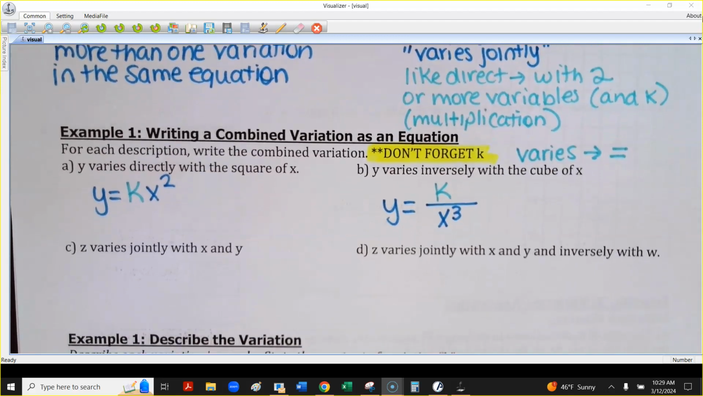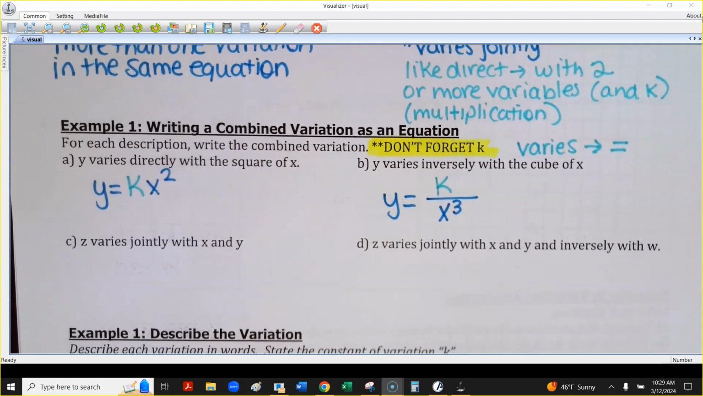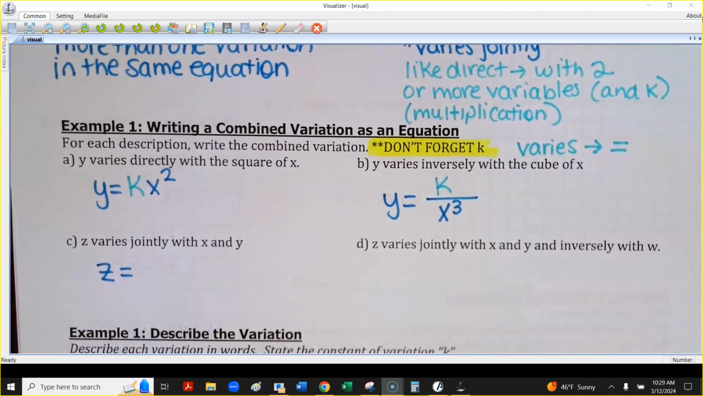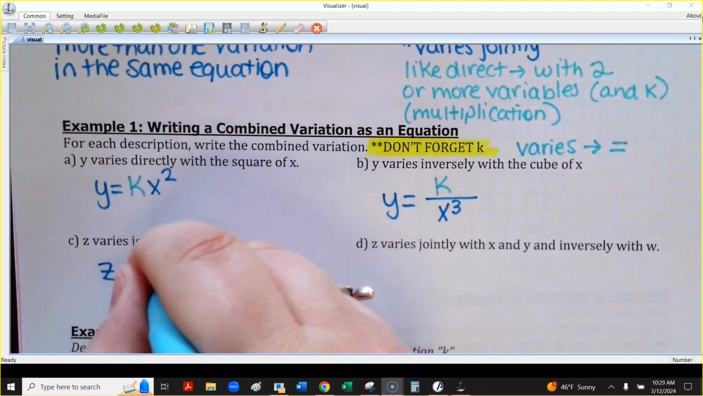All right, now this is new today. So jointly, if you see that, this says z varies jointly. So z varies is just going to be z equals. Jointly means whatever follows that, we're going to multiply those variables together. I just can't forget to put in the k.